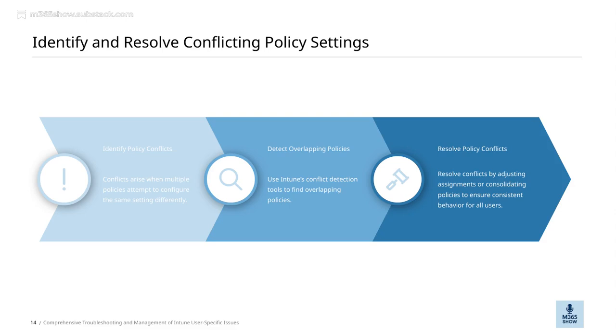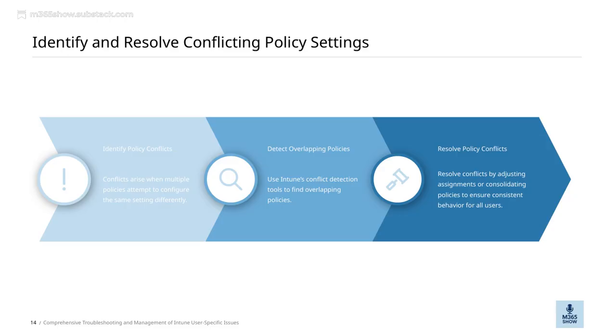One key approach is to use Intune's built-in conflict detection tools. These tools help us find overlapping policies that might be causing issues. Once identified, we can decide whether to adjust the assignments, perhaps by targeting different user groups, or to consolidate policies so that they're more streamlined and less likely to conflict.